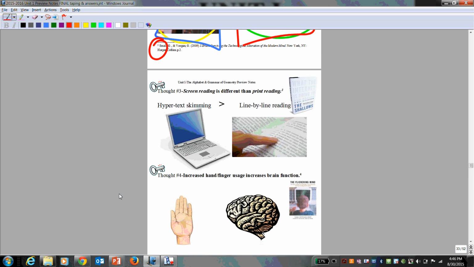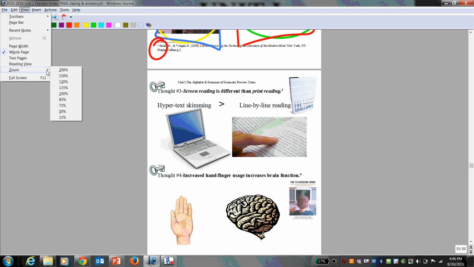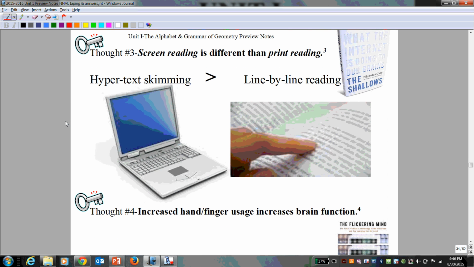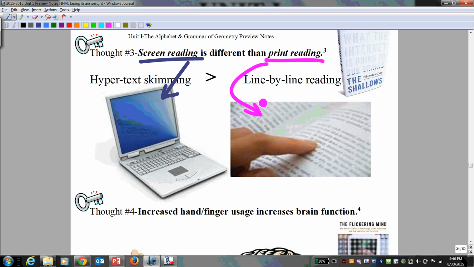Key thought number 3, and if you've never heard this, this may be shocking to you. And again, I have the references. Screen reading, reading from an iPad screen, a digital screen of any kind, is inherently different from reading from paper, whether it's note cards, binder paper, a physical book. Your brain processes information inherently differently. The reason why is digital screens automatically put your eyeballs in default skimming mode.